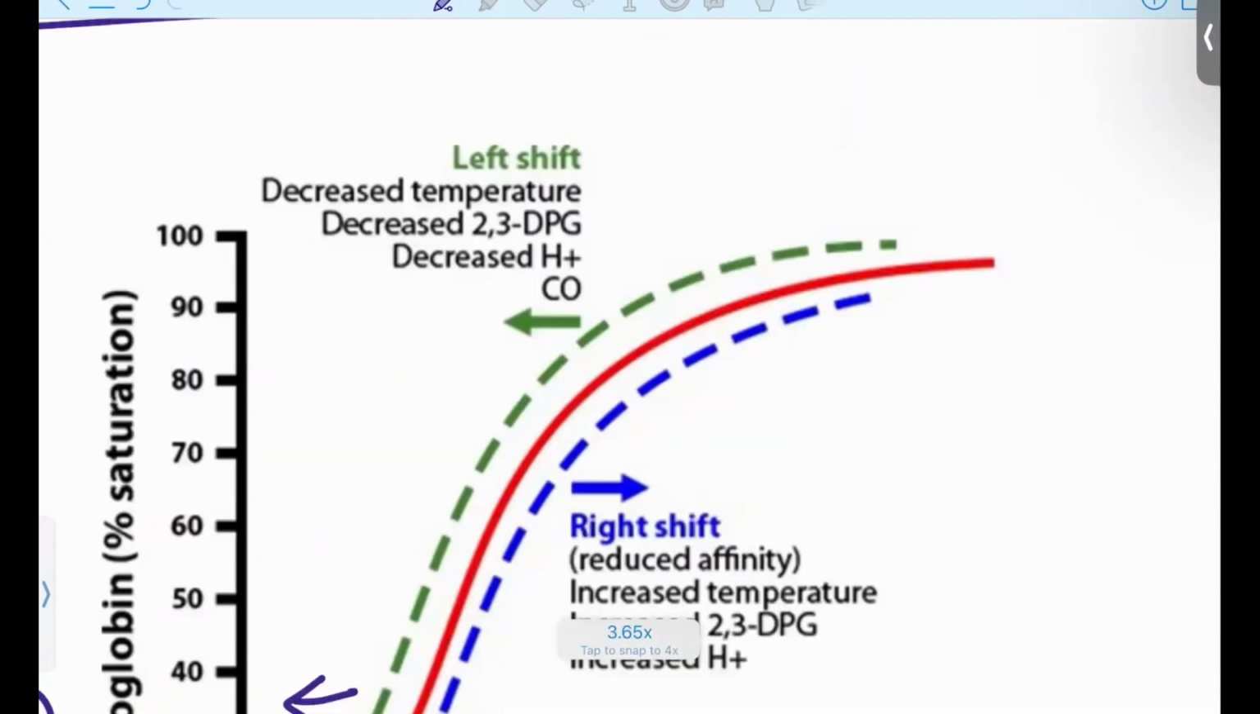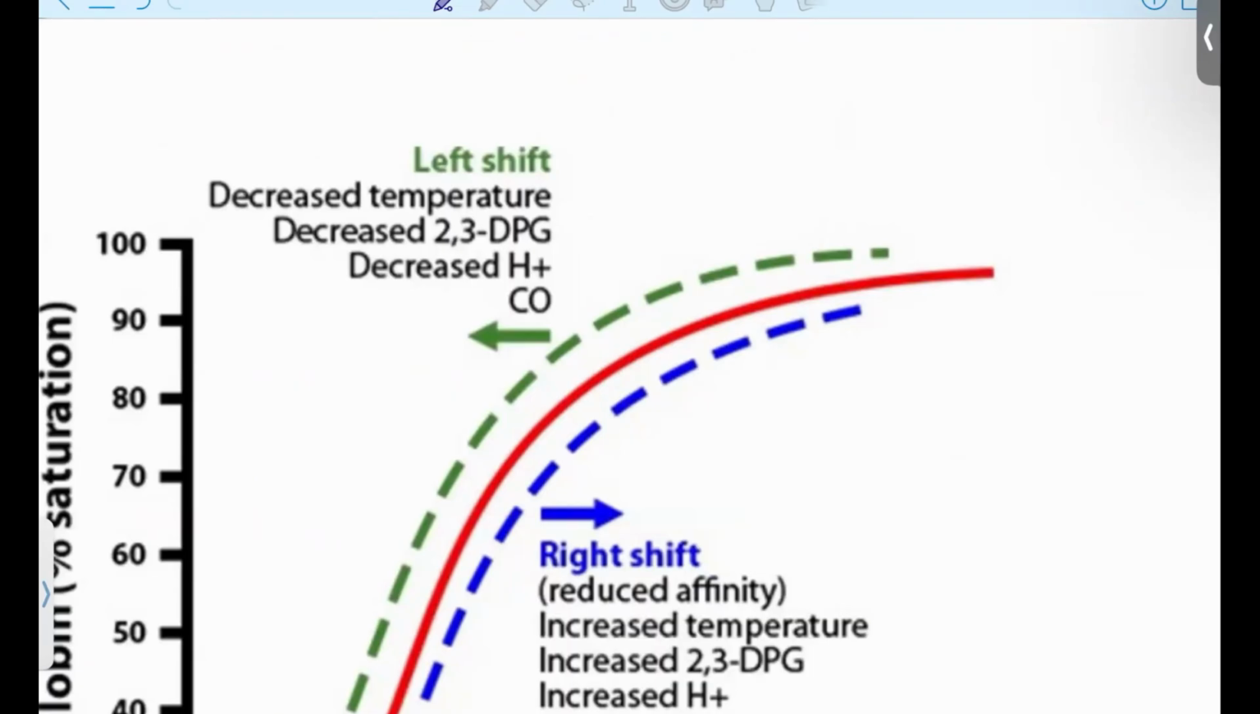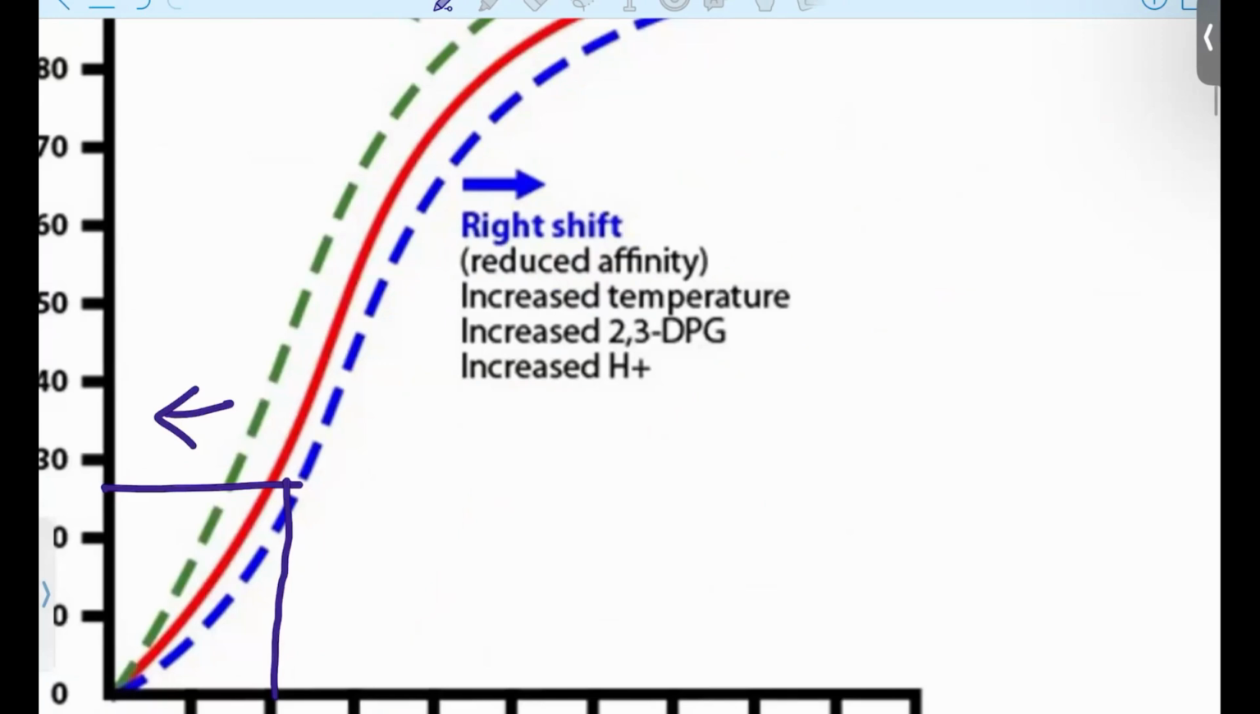Here you can see if there is a decreased pH value, or decreased temperature and high carbon monoxide, or the patient is having decreased 2,3 DPG, all will lead to a left side shift. And if the patient is having increased pH values, increased 2,3 DPG, or increased temperature and no carbon monoxide, that will lead to a right side shift.